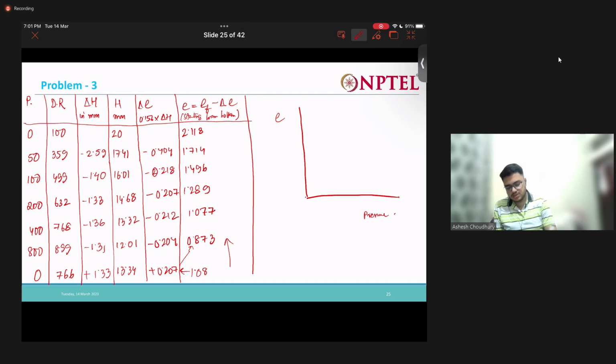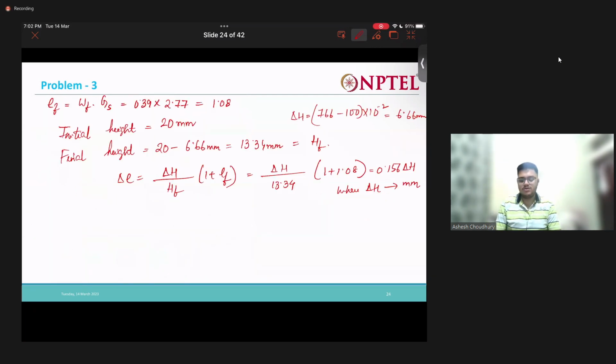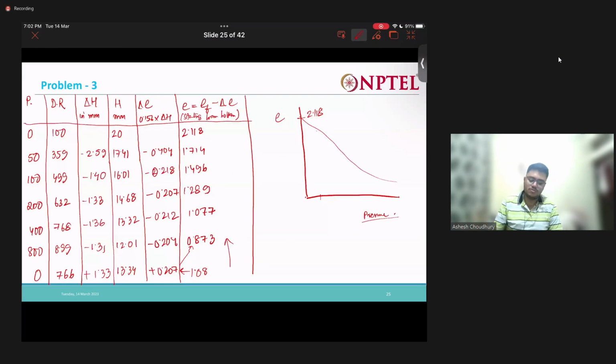Okay, so initially when pressure was 0, it was here, some 2.118 somewhere. Then when it was 50, it was here. So some graph we will get. I suggest you just plot and check once how the graph actually comes, in both this scale and also in the semi-log scale. Okay, I hope this is clear how we calculated everything and then we went from bottom to the top.